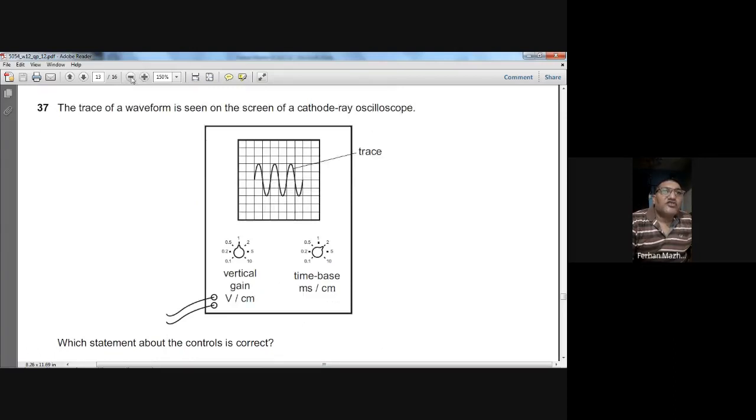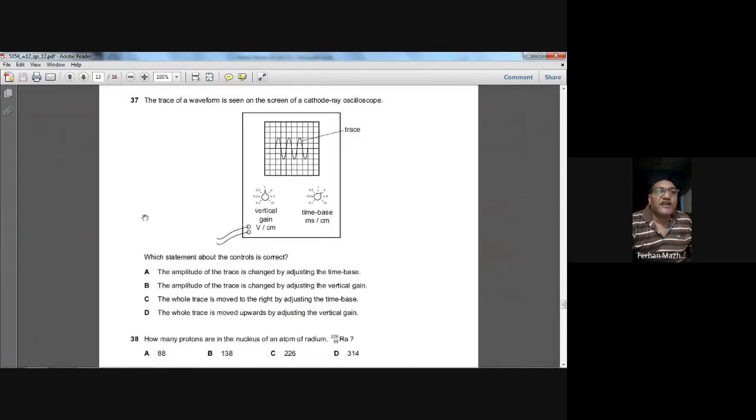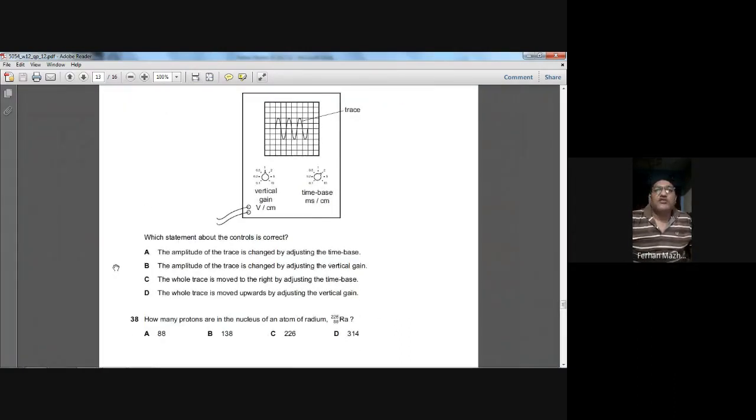Okay, on your screen we have a question. The trace of a waveform is seen on the screen of a cathode ray oscilloscope. The vertical gain is set on 1 and the time base is set on 2. Which statement about controls is correct?